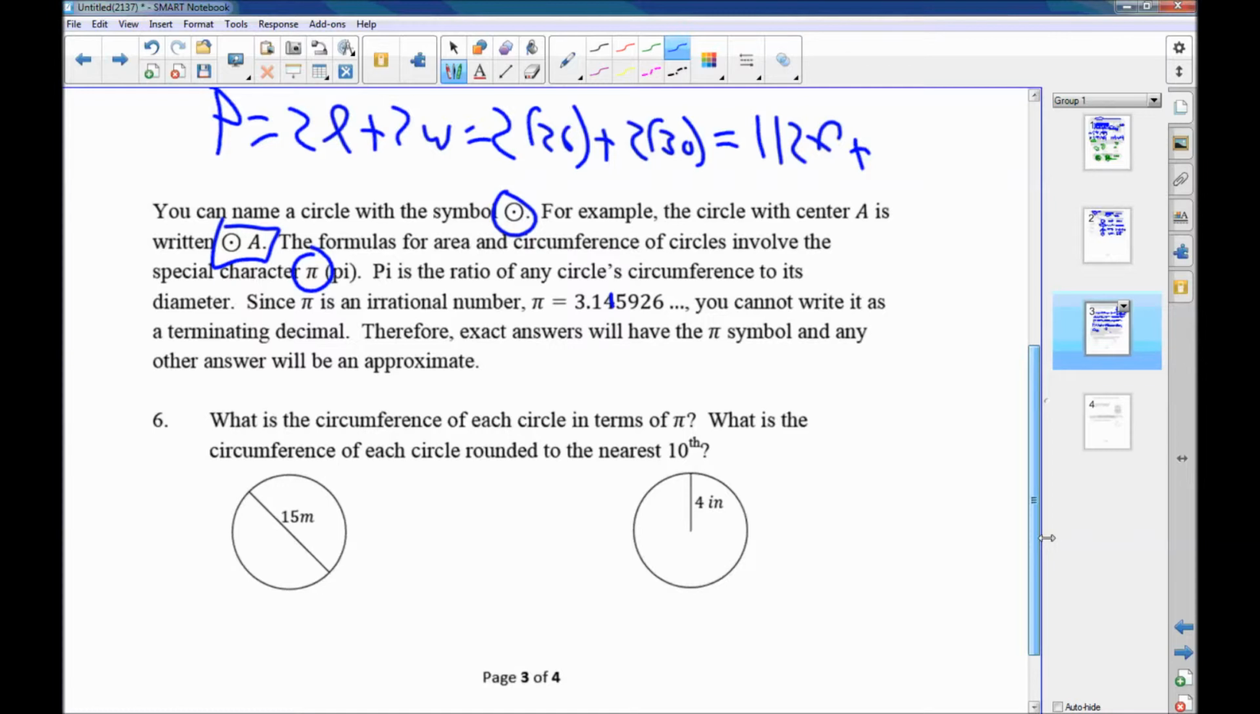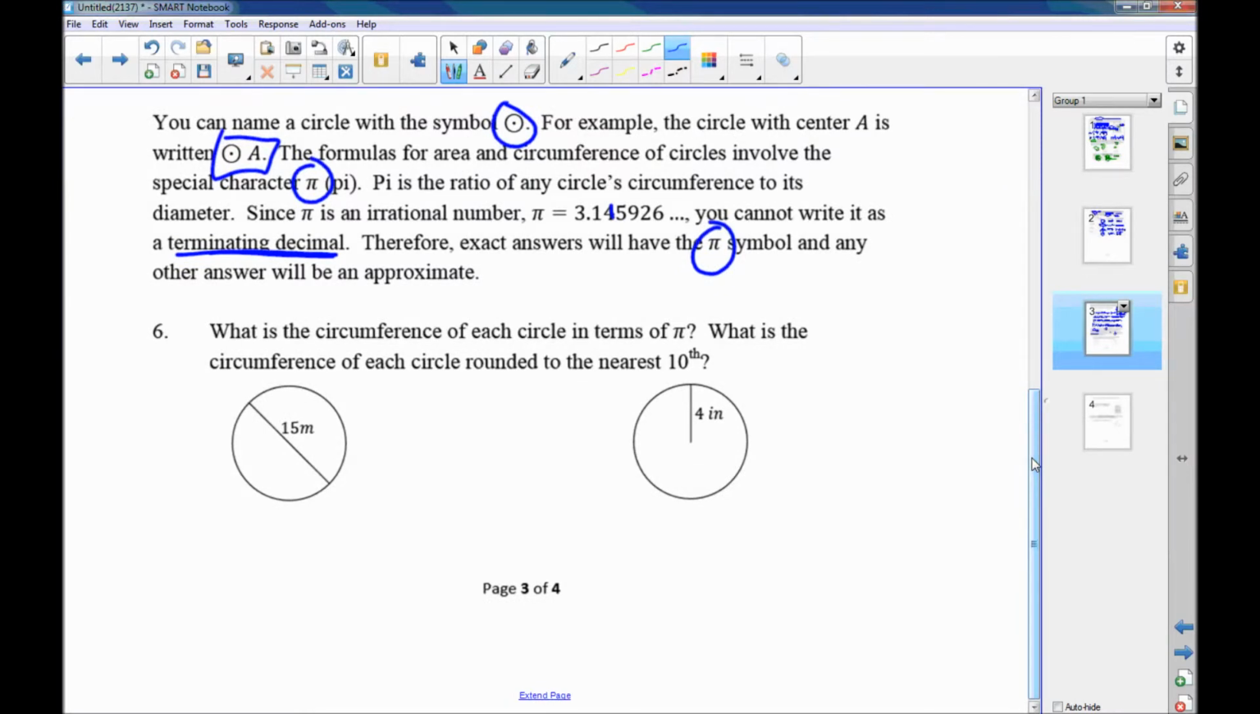3.1415926 dot dot dot. You cannot write it as a terminating decimal. Remember, this is an irrational number, goes on forever and never repeats. Therefore, exact answers will have the symbol pi in it. So in the past, you've probably been estimating when you found the area and circumference of circles. Now we're going to write our answers in terms of pi, and then we're going to round afterwards.